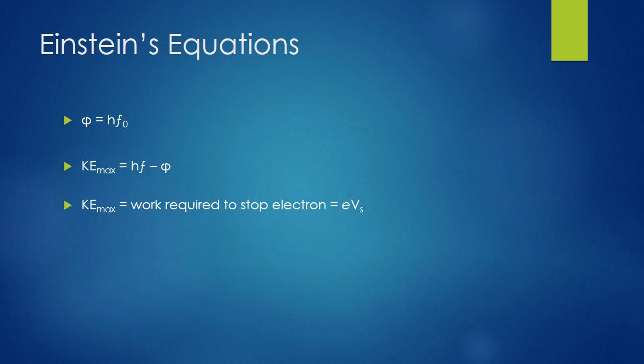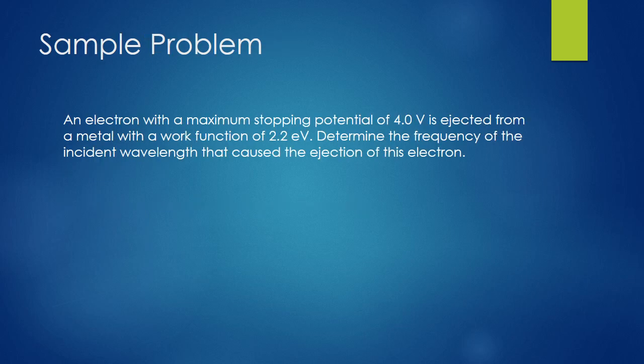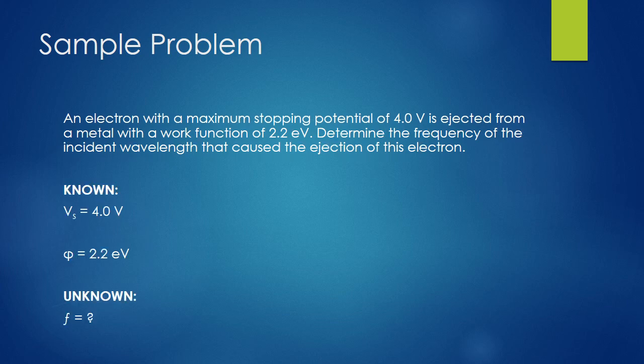Okay? So let's see these in action in a practice. So let's say we have an electron with a maximum stopping potential of 4 volts. It's ejected from a metal with a work function of 2.2 electron volts. We want to determine the frequency of the incident wavelength that caused the ejection of this electron. First, I'm going to write out what do I know, what do I want to know. So I'm told that my stopping potential is 4 volts, my work function is 2.2 electron volts, and I'm looking for the frequency of my incident wavelength.